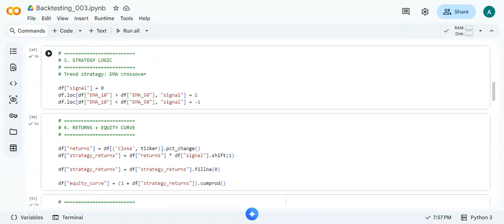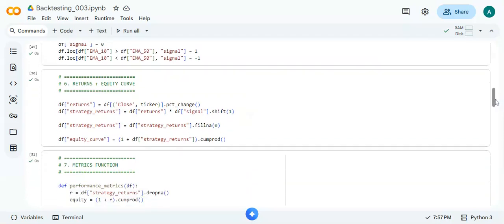So here, what we do is simple enough. We buy when the exponential moving average of 10 crosses up the exponential moving average of 50. We buy, you see the positive sign, and when the exponential moving average of 10 crosses down the exponential moving average of 50, we sell, so you see the negative sign. This is a very simple long and short strategy.